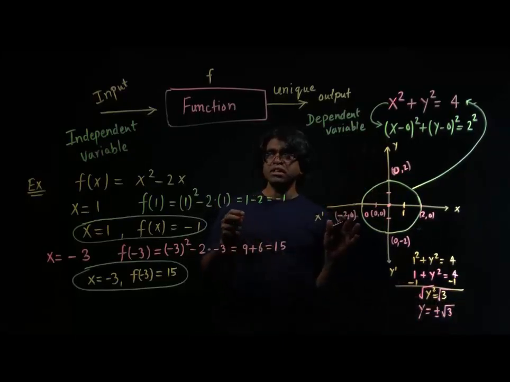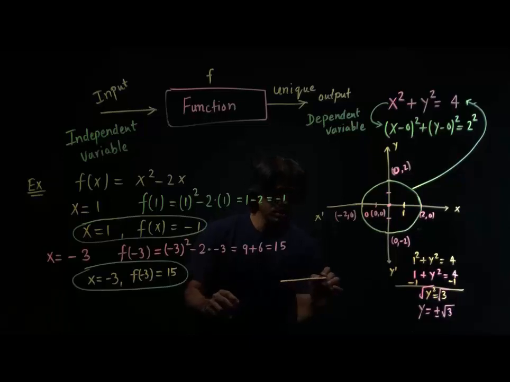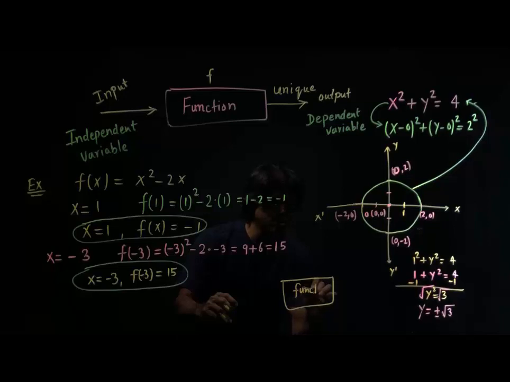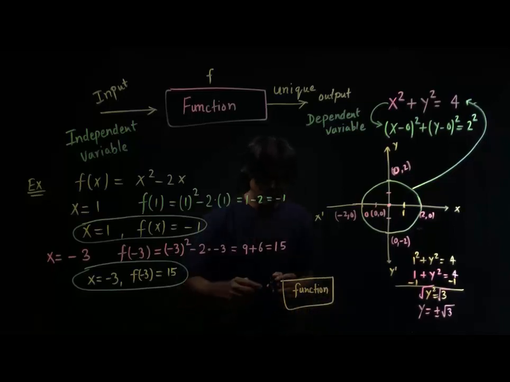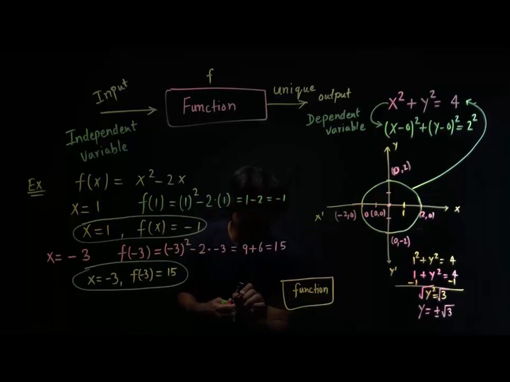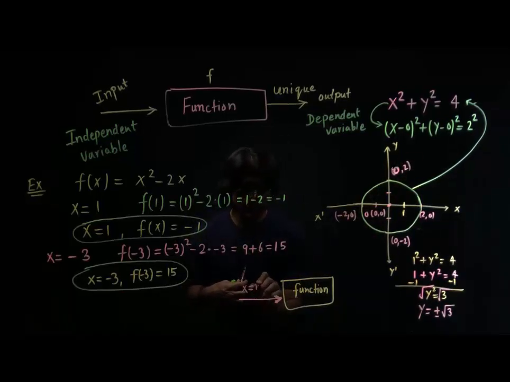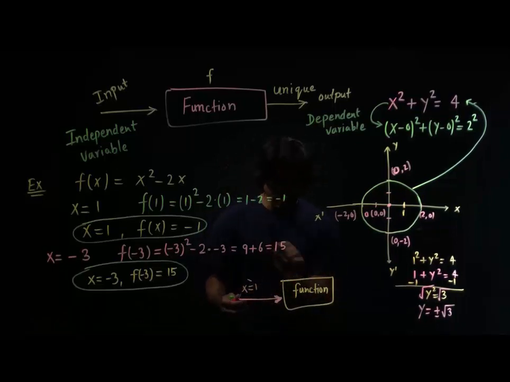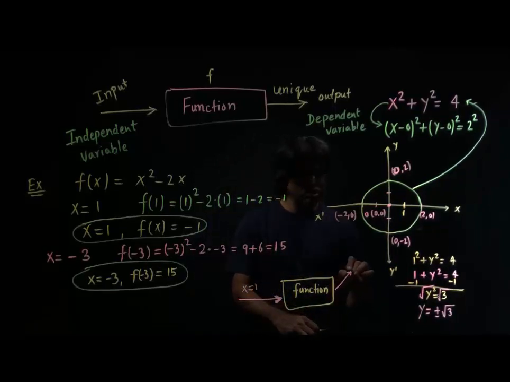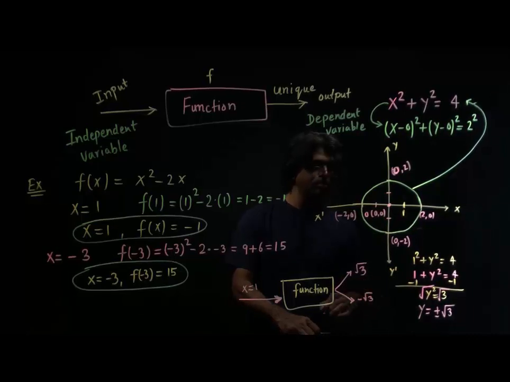So, let me put it in a perspective of function. So, this is my function right here. And what I am doing is giving an input. I am giving an input of x equals to 1, and this function is working on that input and giving me two values. One is root 3 and the other value is negative root 3.